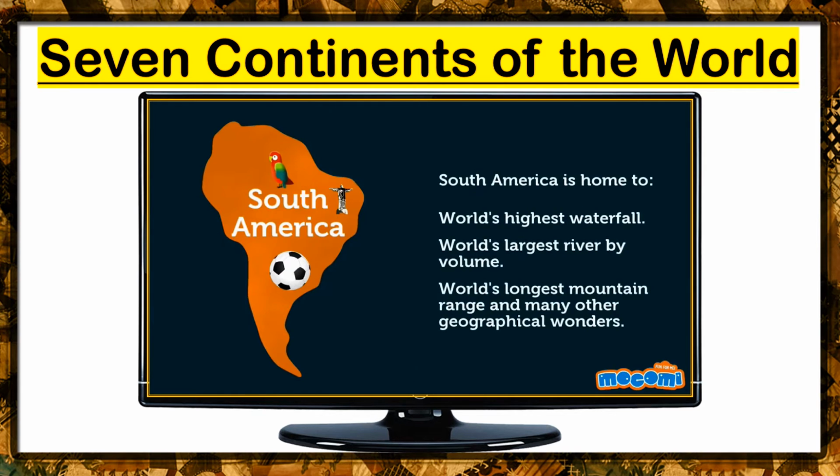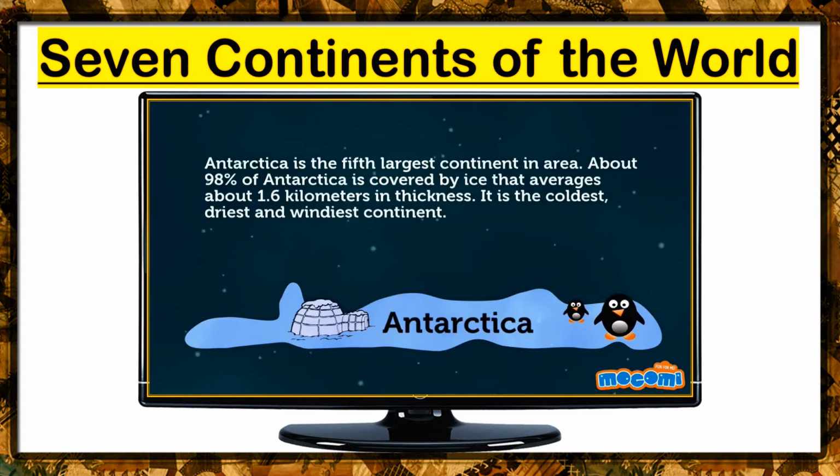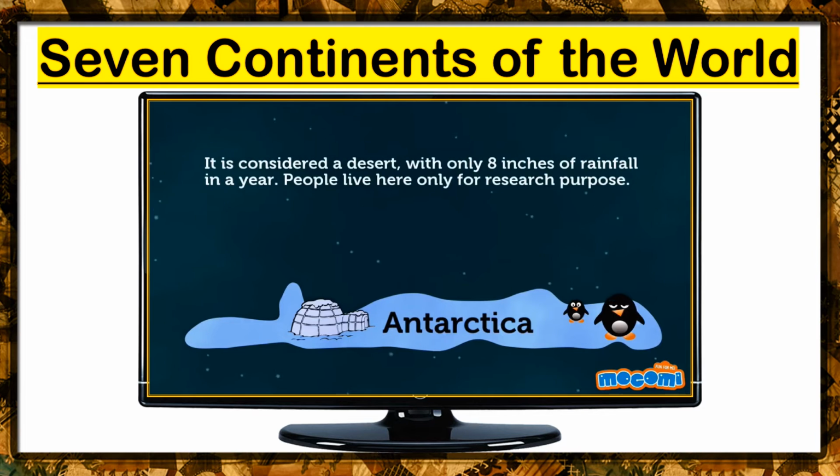South America is home to the world's highest waterfall, the largest river by volume, the longest mountain range, and many other geographical wonders. Antarctica is the fifth largest continent in area. About 98% of Antarctica is covered by ice that averages about 1.6 kilometers in thickness. It is the coldest, driest, and windiest continent. Antarctica is considered a desert with only 8 inches of rainfall in a year.